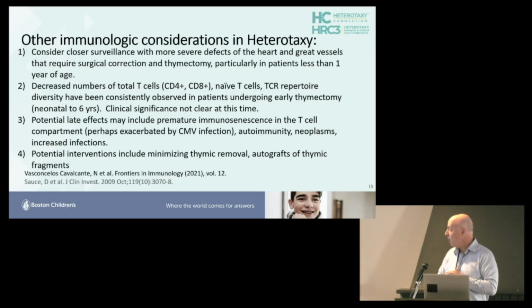Potential interventions for these patients could include trying to minimize thymic removal during their surgical procedures, and consideration of autografts of thymic fragments. Institutions like Duke treat patients with 22q11 deletion syndrome who have absence of thymus, so they're actually doing thymic transplants where thymus tissue is purified and then surgically implanted into the thigh muscle, and over time develops normal thymic function. So this type of approach is potentially feasible, just not clinically available at this time.